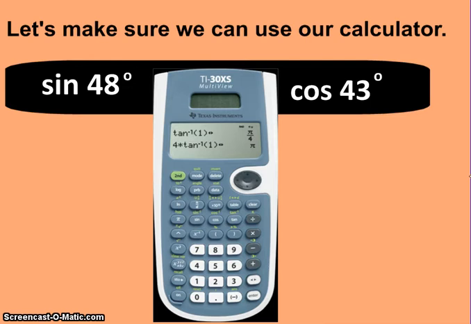Let me get a brighter color so you can see it. So this button right here says sine. You're going to type sine, and then a parenthesis will show up. It'll look like this. You now have to type in 48, close your parentheses, and then hit enter to calculate. So give that a shot, and we'll see if you get the right answer.